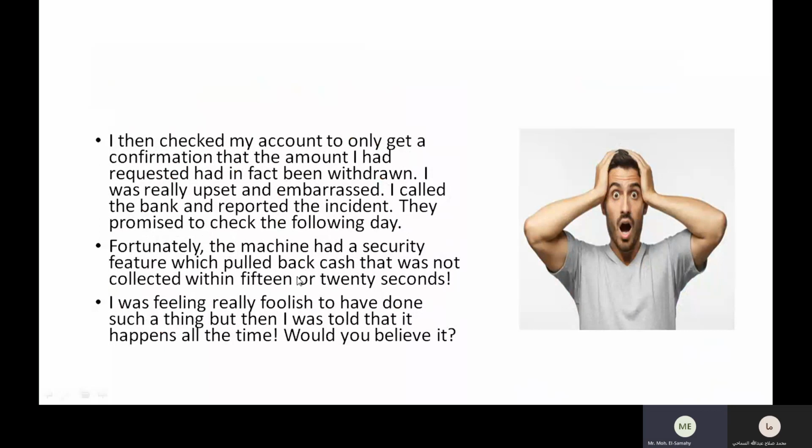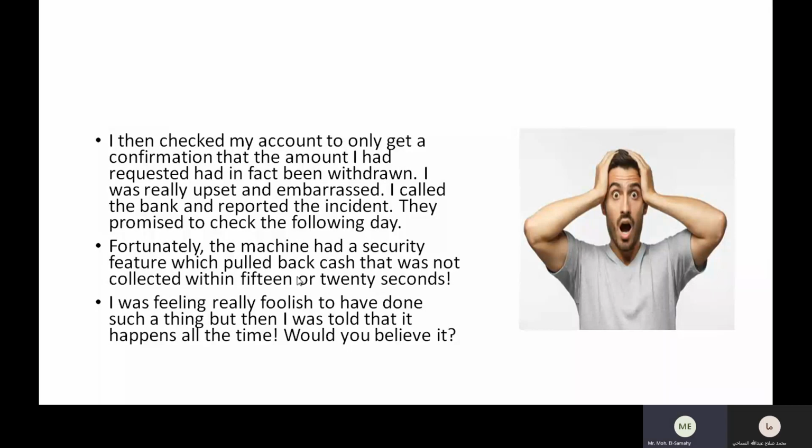Then I checked my account to only get a confirmation that the amount I had requested had in fact been withdrawn. I was really upset and embarrassed. I called the bank and reported the incident. They promised to check the following day. Fortunately, the machine had a security feature which pulled back cash that was not collected within 15 or 20 seconds. I was feeling really foolish to have done such a thing, but then I was told that it happens all the time. Would you believe it?